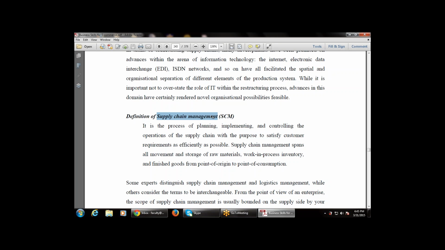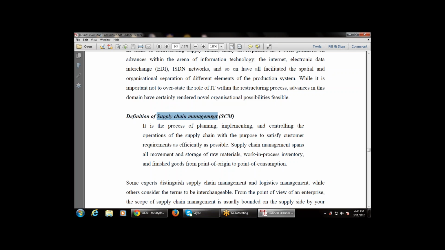So first of all, there is planning. It is a process of planning, implementing and controlling the operations of the supply chain. First there is a plan for the supply chain, then implement it, and then control it. What is the main purpose? With the purpose to satisfy customer requirements as efficiently as possible.